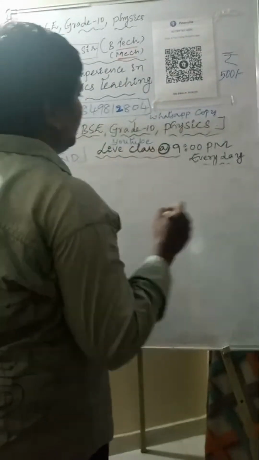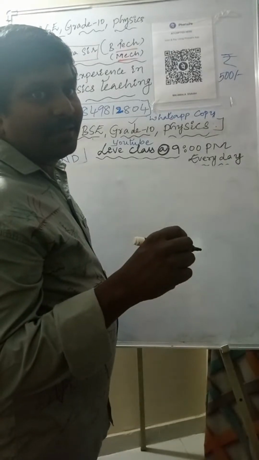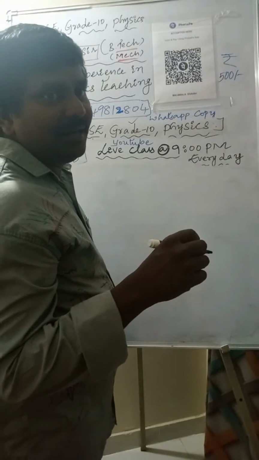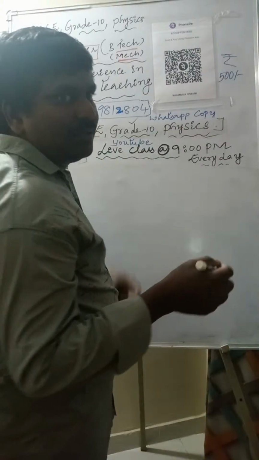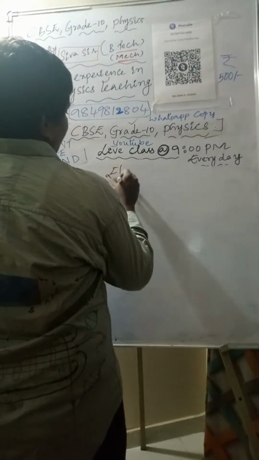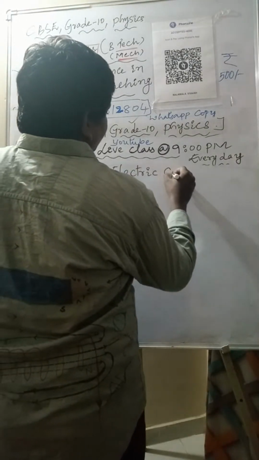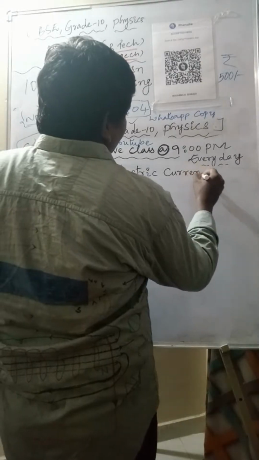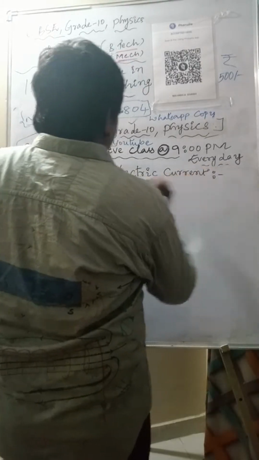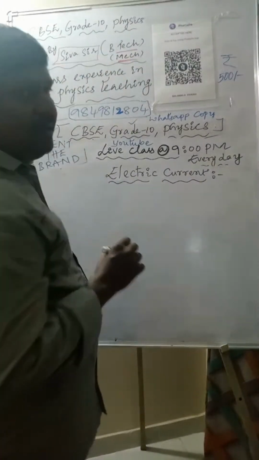So now I am considering the electricity chapter. Yesterday I explained up to electric current, right? Now I will explain the complete chapter once again, and based on that we'll discuss problems. I'll also try to give notes, so try to make them as notes.